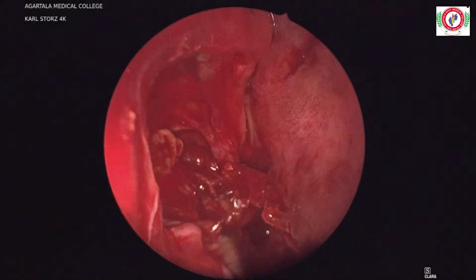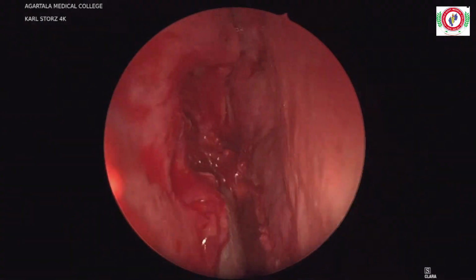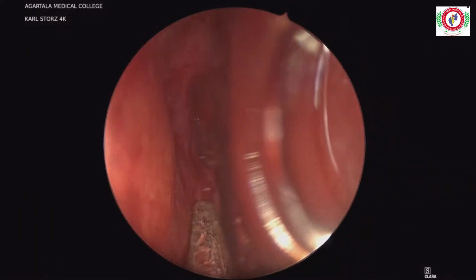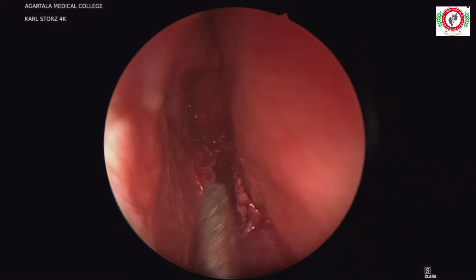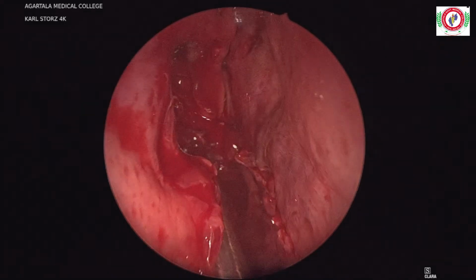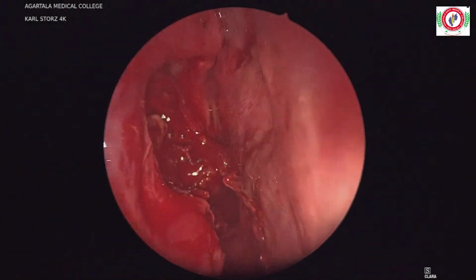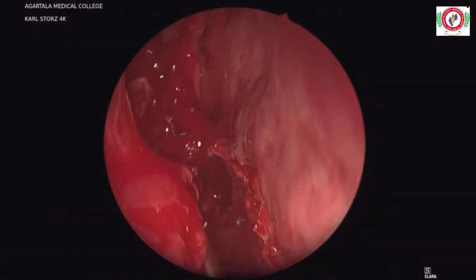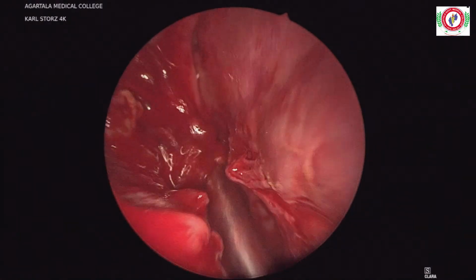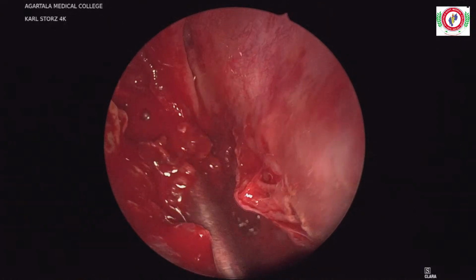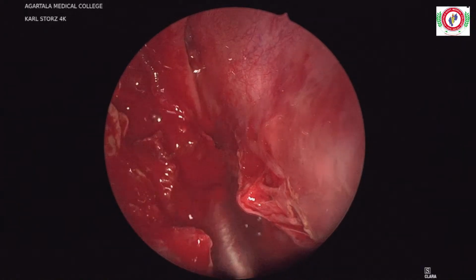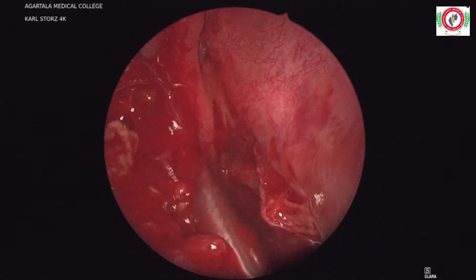Okay, now are you getting the clear picture? So that is the residual tumor, that is my maxillary sinus, that is the posterior wall of my maxillary sinus. Alright, so now I'll remove all this tumor from the maxillary sinus, and if needed I'll remove this wall, this anteromedial wall of the maxillary sinus if the tumor is attached anteriorly. Debrider.